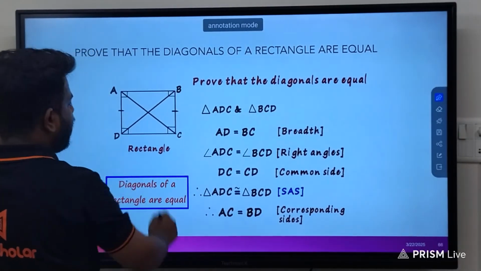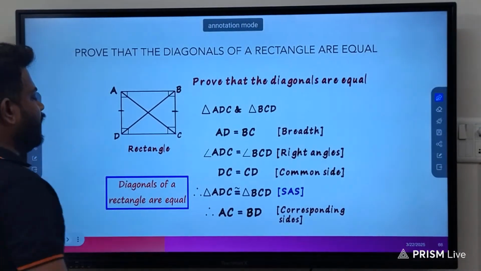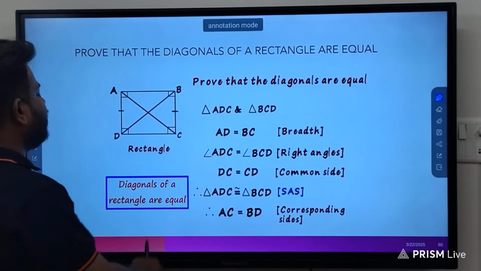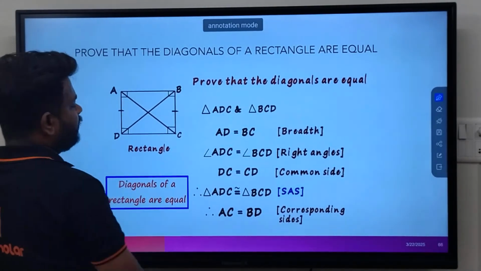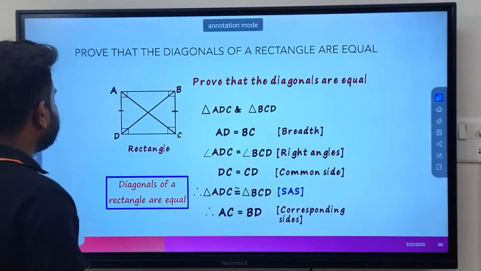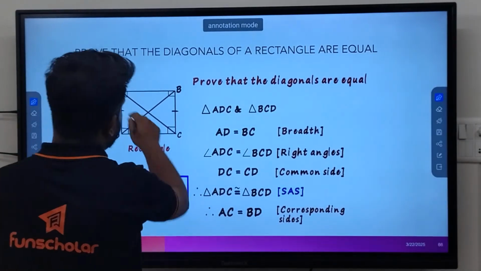So from the SAS rule we get that the triangles are congruent, and after proving the congruency, we get AC equals BD because they are corresponding sides. So this one is pretty easy. From this we can tell that AC and BD, the diagonals, are equal.